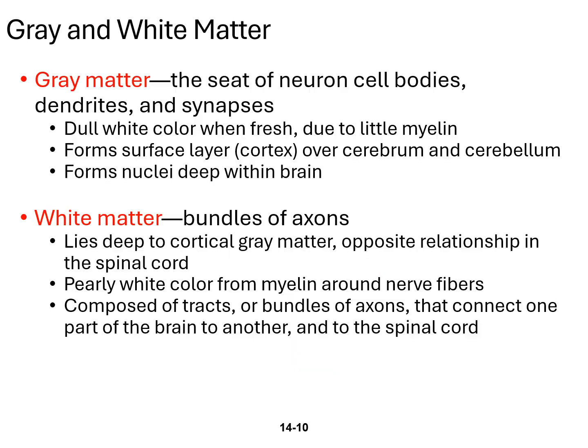Let's start looking at what's gray and what's white. So gray: cell bodies, dendrites, synapses. They're gray because they don't have a lot of myelin. And because they don't have a lot of myelin, these are going to be nuclei deep within the brain. Because they have the cell bodies, this is going to have the different processing of the brain. If it's white, or there are tracts, they're white because there are axons. And because they have axons, they're carrying information somewhere, and they use myelin to do that, which gives them a white color.